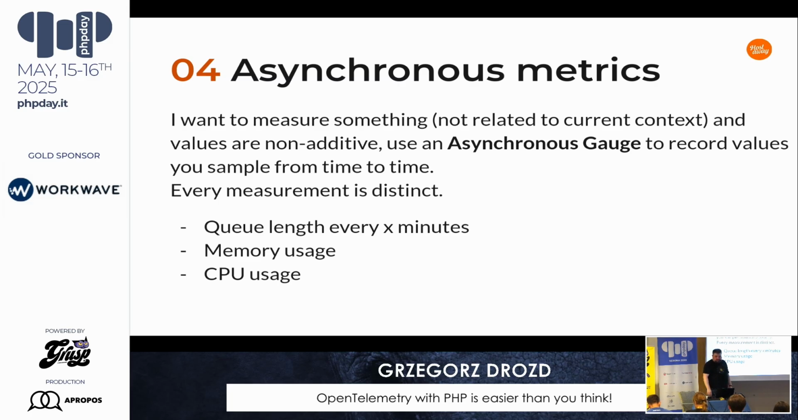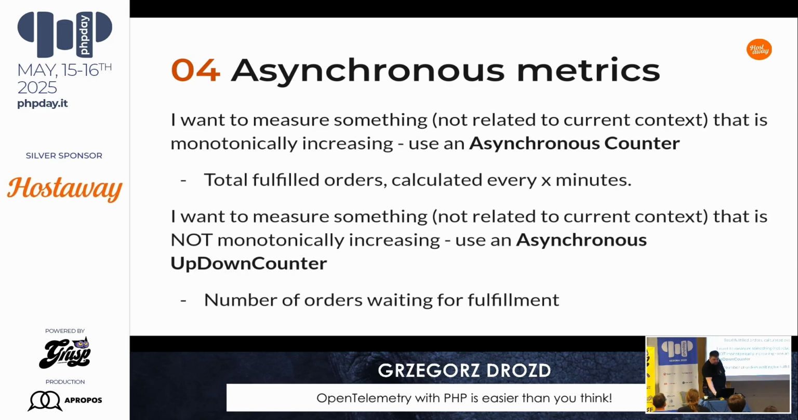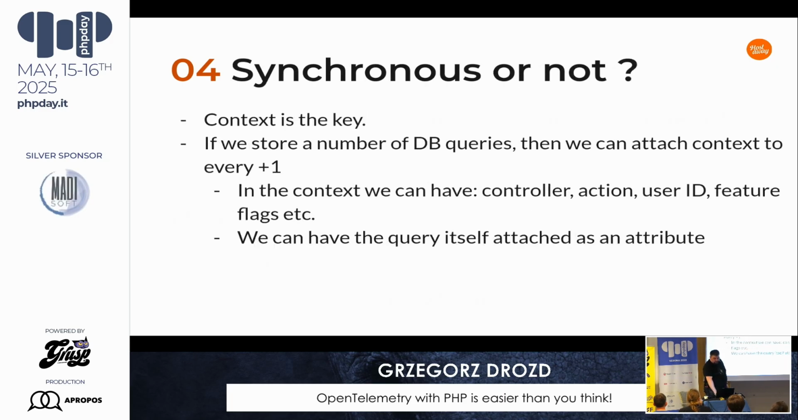So for asynchronous metrics, as I said before, those are not related to context. Those are the system state. That's why you have an asynchronous gauge, asynchronous counter, and asynchronous up-down counter. So the main thing when you decide about the metric type is the context. If it requires a context, if it requires a user ID, controller, action, route, anything, then you use synchronous. If it doesn't require that, you use asynchronous.